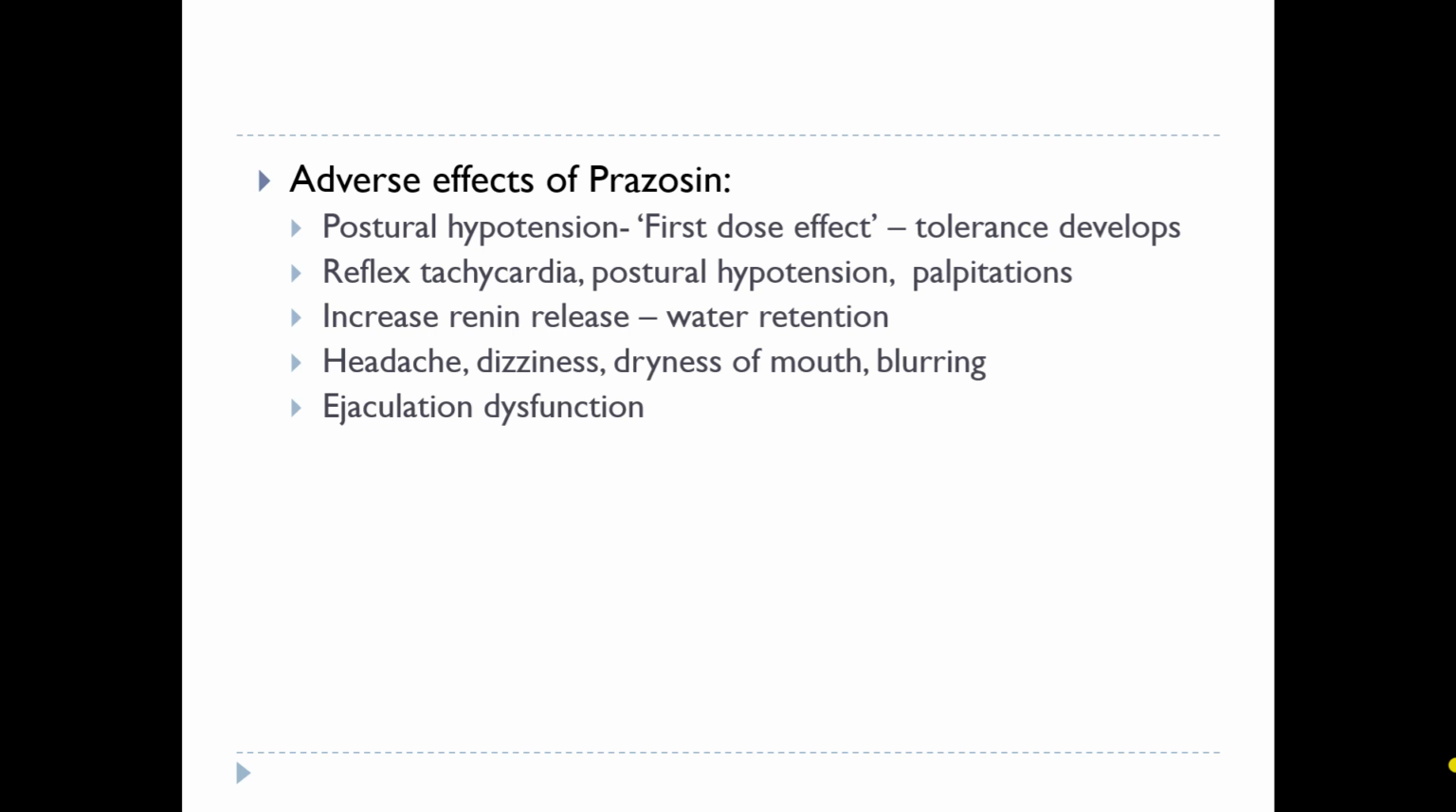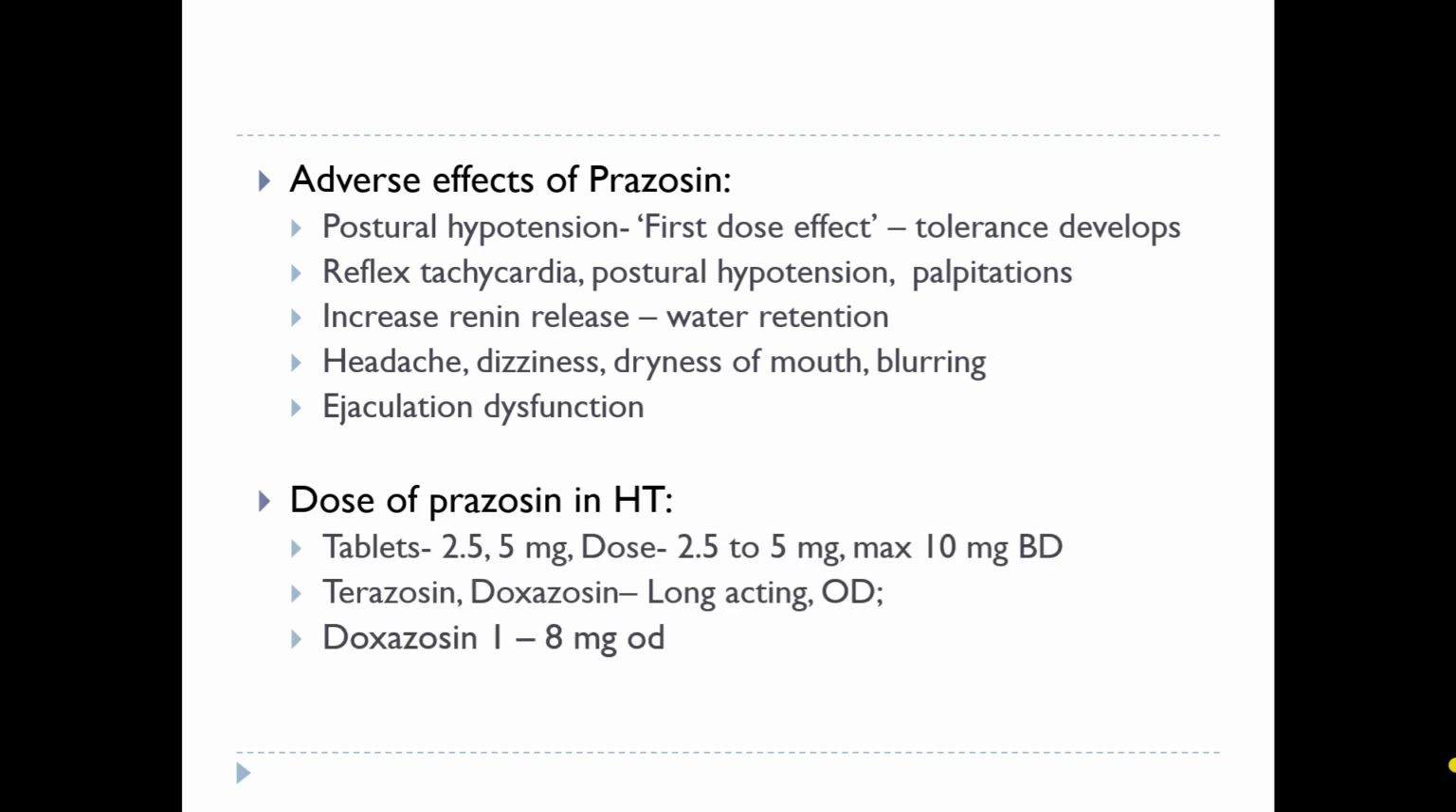Ejaculation dysfunction is one of the common side effects of prazosin which may affect the quality of life. Dose of prazosin in hypertension: tablets are available as 2.5 and 5 mg, and the dose is 2.5 to 5 mg. You can maximum increase up to 10 mg twice a day.